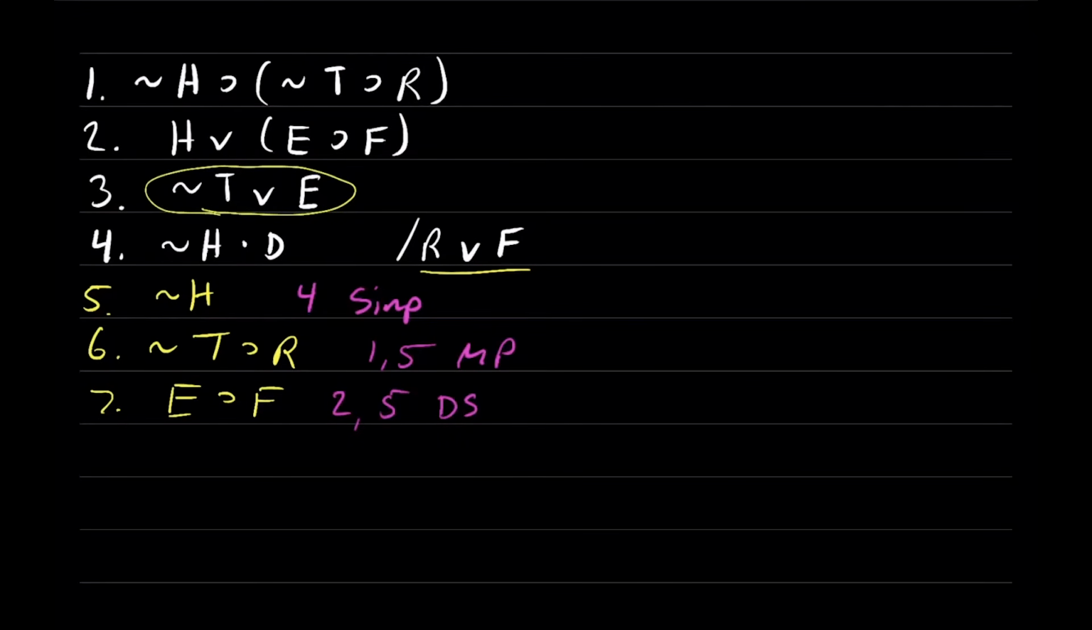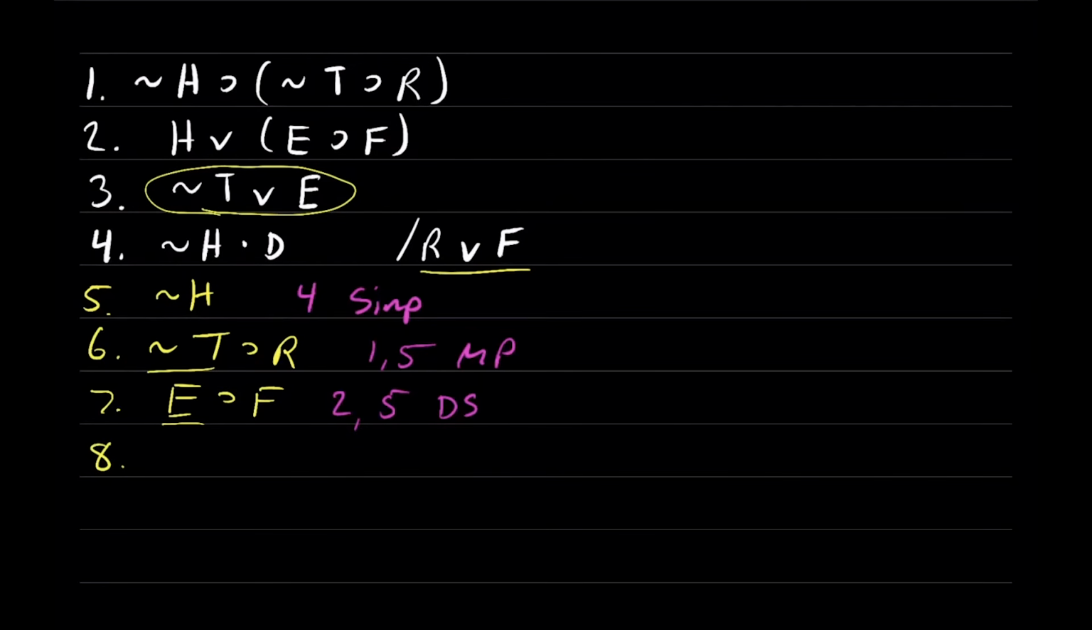The next thing I notice is that each of those two terms implies something. Line 6 says not T implies R. Line 7 tells us that E implies F. And this is really starting to look like a constructive dilemma. We've got a disjunction, and each of those two terms implies something else. But in order to be able to use constructive dilemma, I have to conjoin those two conditionals together.